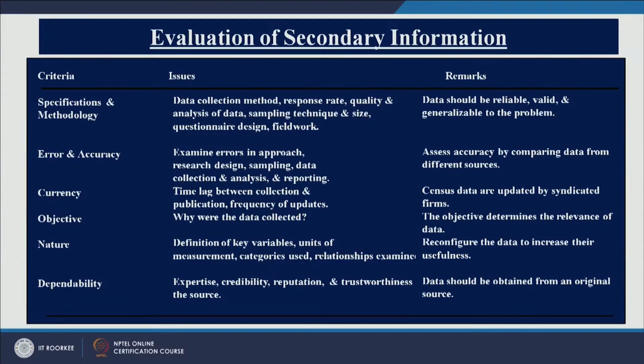Then you should also look at dependability. Whatever source you are referring to, it should be credible, it should be a reputed one, and it should be trustworthy. So, do not blindly go for secondary sources, evaluate those sources carefully on all these criteria, and then go for taking data from those sources, right.